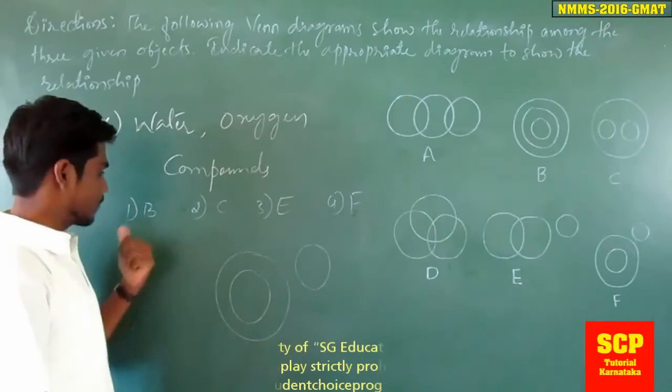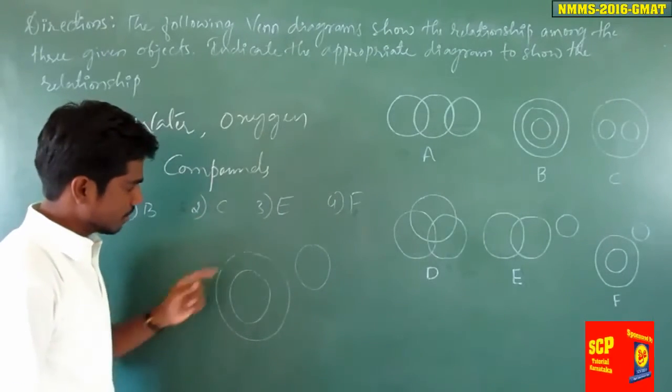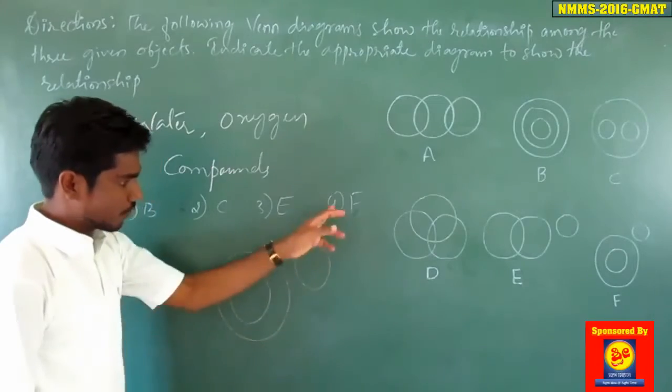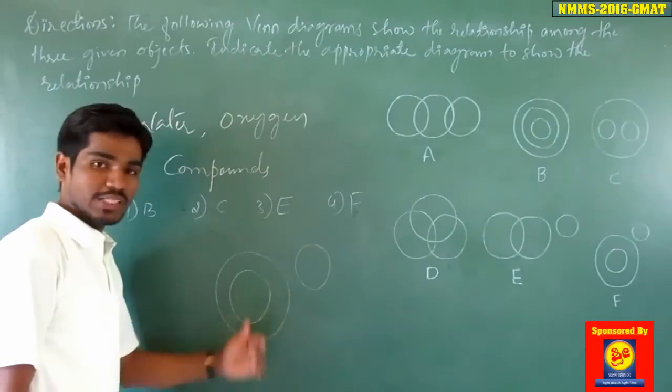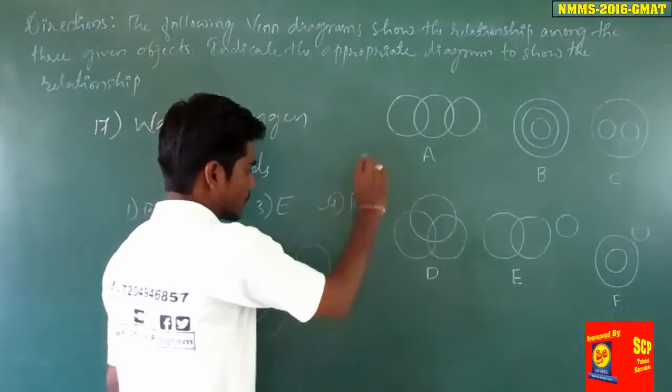So the given first option is B, second option is C, third is E, and the fourth option is F, which matches with our result. Therefore option 4 is the right one.